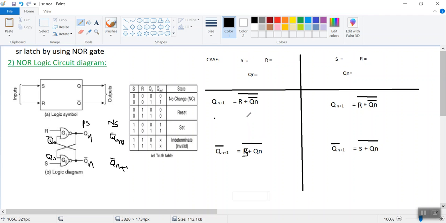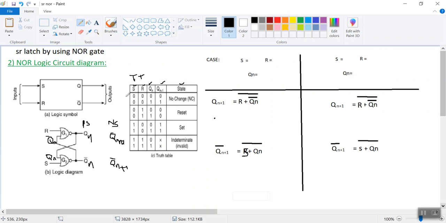From these expressions we can build the truth table, which is defined with respect to input and output variables. S and R are my two input variables, and Qn and Qn bar are taken as feedback inputs to the circuit. Therefore Qn is also one of the inputs, and Qn plus 1 is my next state, which I consider as the output. From this I can describe the state of my circuit.